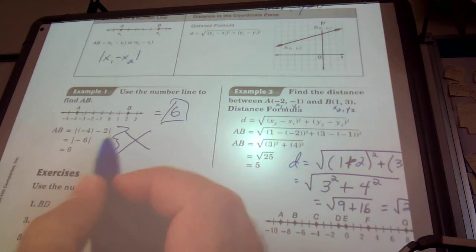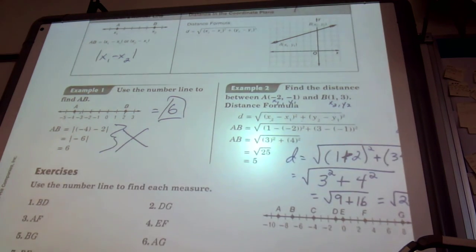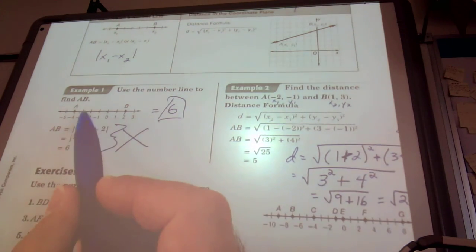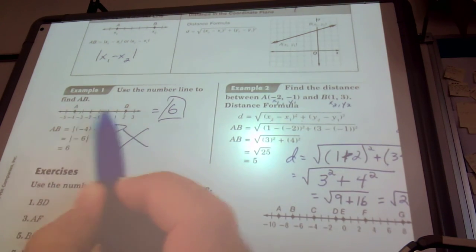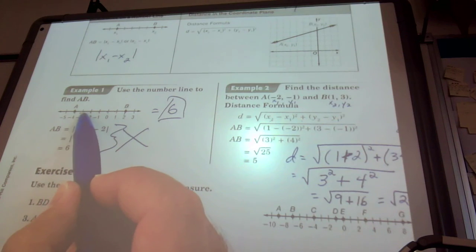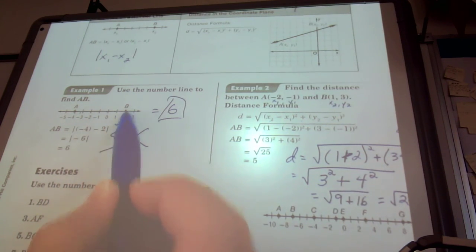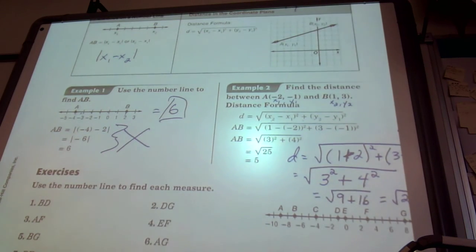It is 6 units. Now, I'm not really expecting you to do that, especially if you're not great with absolute value. We can go old school, common sense way. How far is it from A to B? Well, let's count. It's 1, 2, 3, 4, 5, 6 units away. I don't care how you do it. That should be easy. Not a whole lot of work to show there.